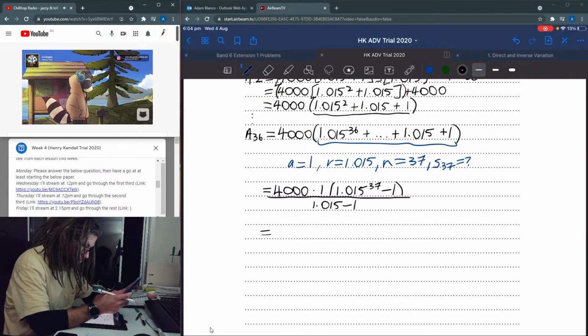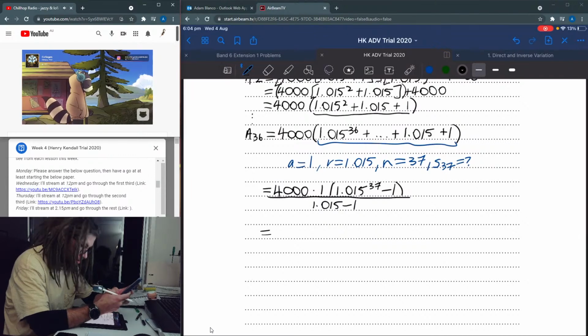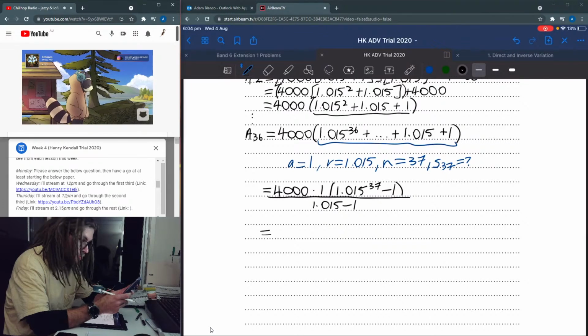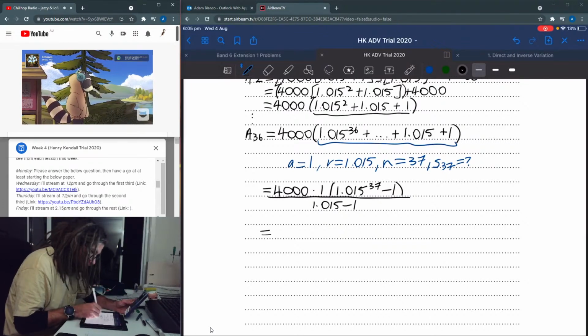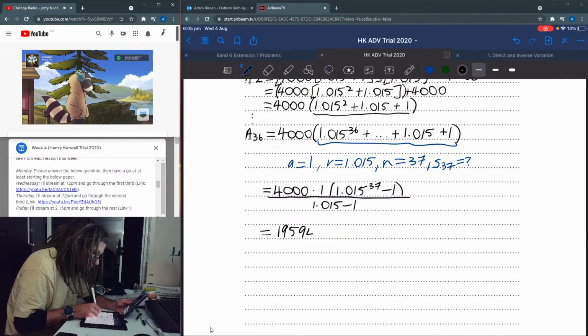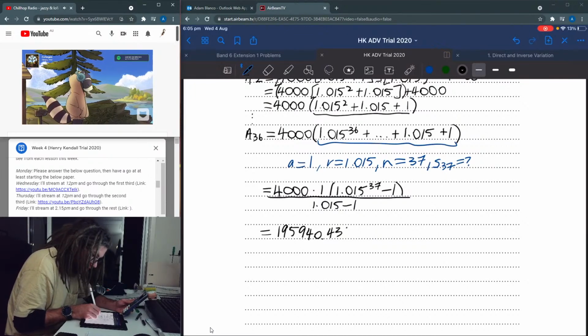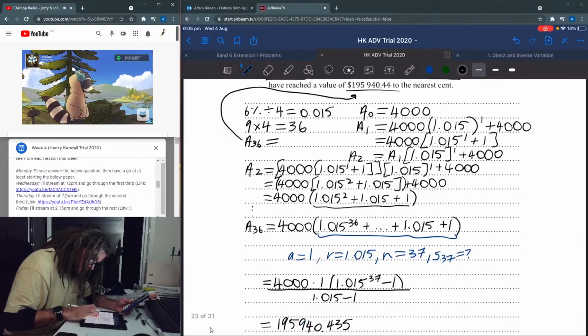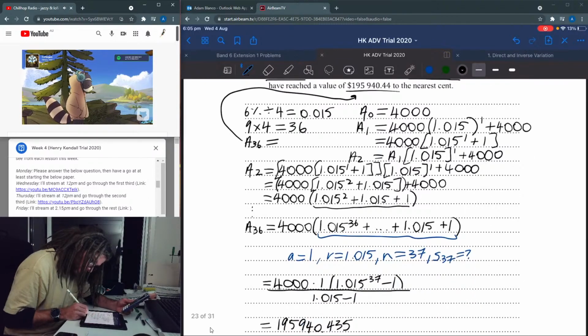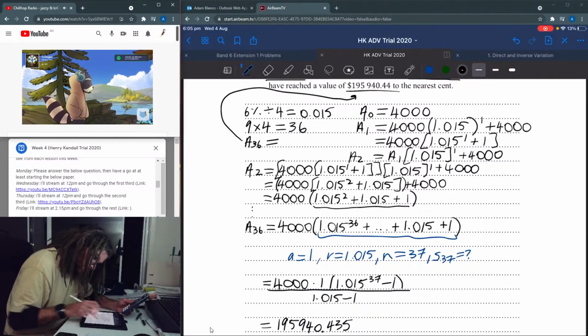4,000 times (1.015 to the power of 37 minus 1) over (1.015 minus 1). My calculator gives me 195,940.435. Holy moly, that looks extremely similar to what I wanted.